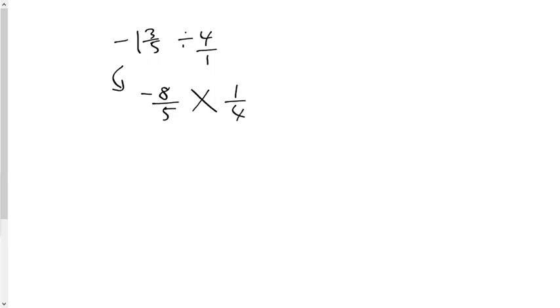Once you do that, you can check for cross reduction if you're intelligent, but if you're not, don't worry about it. Multiply your numerators and multiply your denominators, you get this. Reduce by dividing both by 2, and reduce by dividing by 2 again, and you get your final answer of negative 2/5 for a solution.